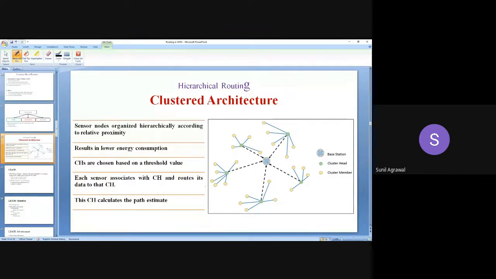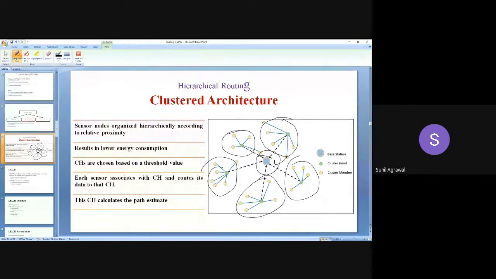Clustered architecture is there. That means, as you can see, this is the base station, right? And these are different sensor nodes or cluster members. So this is made one cluster, this is another cluster, and a number of clusters are made out of the WSN. And out of so many nodes, one node is declared cluster head, depending upon the energy with that particular node.